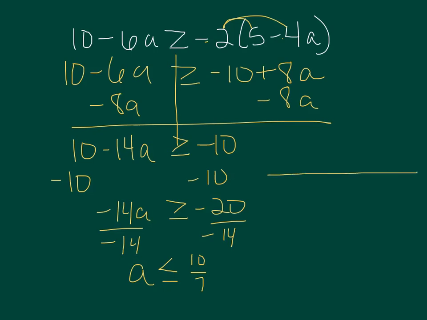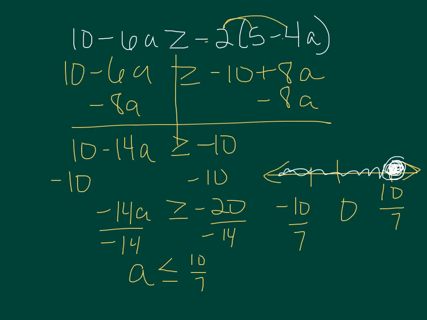Let's do our number line. 0, take the answer, which is 10 over 7, and the opposite. Okay. All right, so there's a circle above 10 over 7, okay, and it's closed. Okay, because of the sign right here, because of the little equal. Alright, and a is less than or equal to 10 over 7. So that's going to shade to the less than side, which is the left.